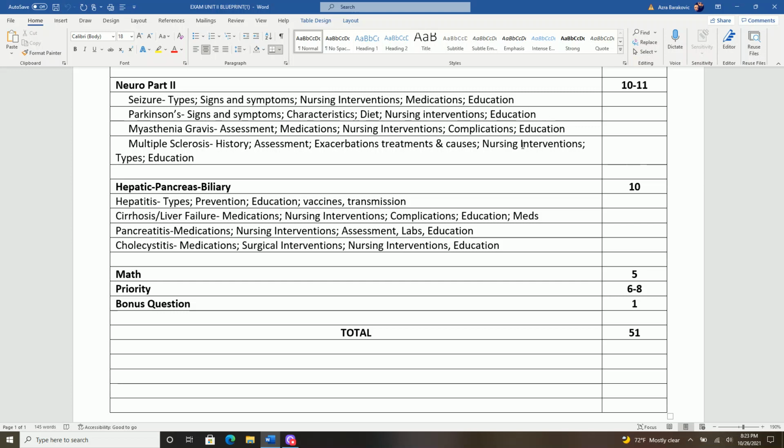Parkinson's, remember, there's a lack of dopamine that is produced in the brain. So these patients are going to have those pill rolling tremors. They're going to have a shuffling gait. Their center of gravity is now in their trunk, so they're going to be leaning forward. So again, safety is a big issue with these patients.